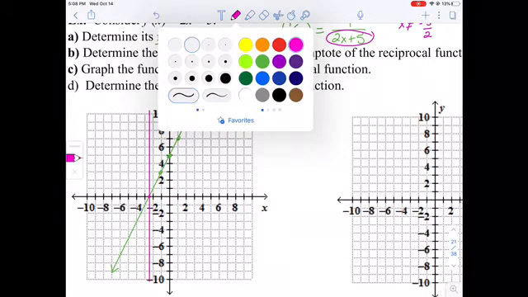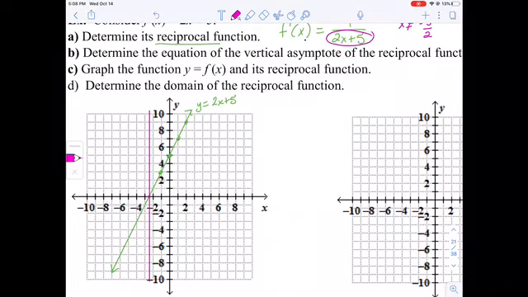Whoops, I'm trying to choose this. Here we go. I thought that would do that. Maybe it's not going to. Oh no. Okay, let's do that again. Here we go. Okay, there's my negative 2.5.